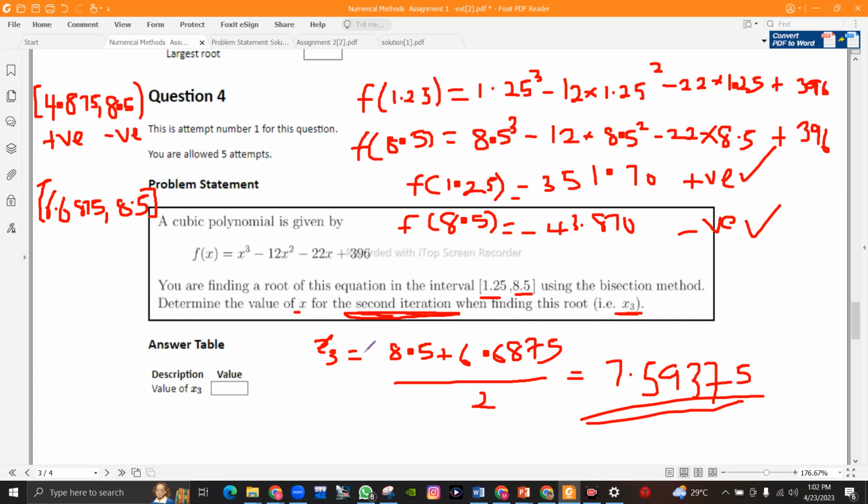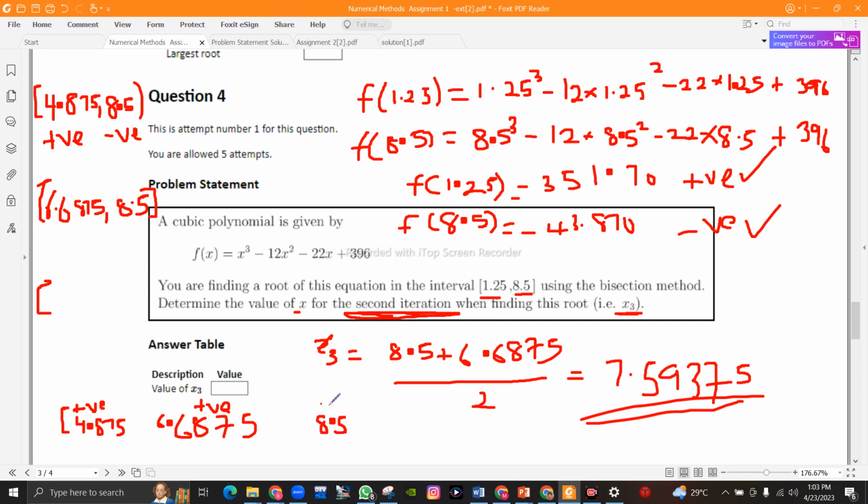One has to be positive, one has to be negative. Let me explain again. Let me start from here. 4.875 is positive, right? Then we got 6.6875 as a bisection, which is also positive when we calculated it. Then 8.5 was at the end, which is negative.